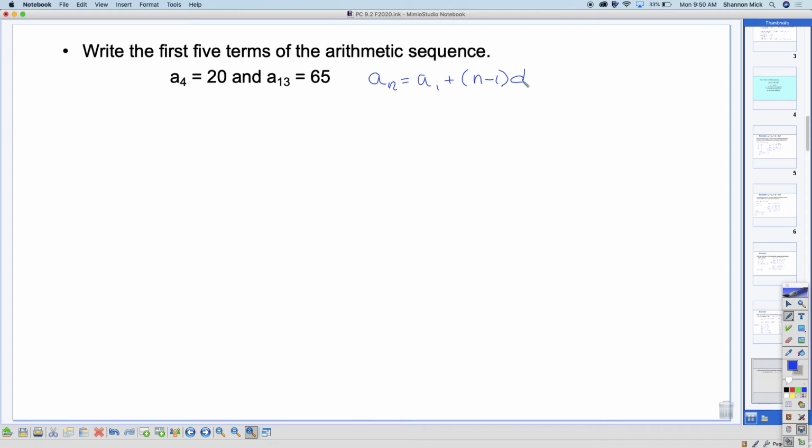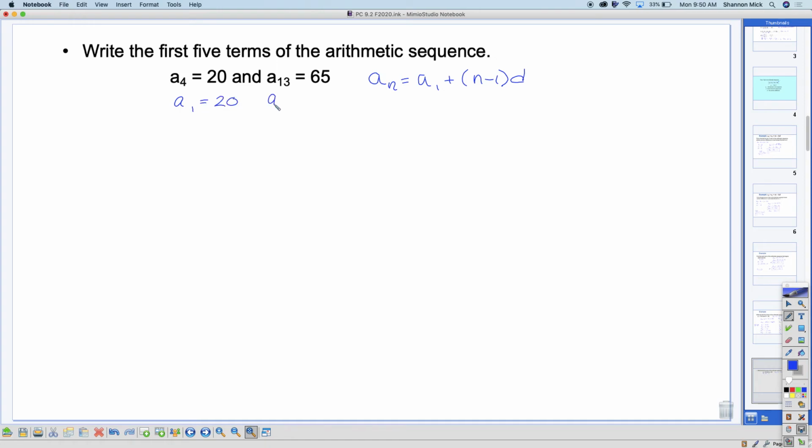Okay, so we've got to figure out a sub 1, and we have to figure out the difference, yes? If I gave you the 4th and 5th terms, I could find the difference really easily, couldn't I? But I didn't. I gave you 4 and 13. So what I'm going to do is make this 4 for right now a 1.